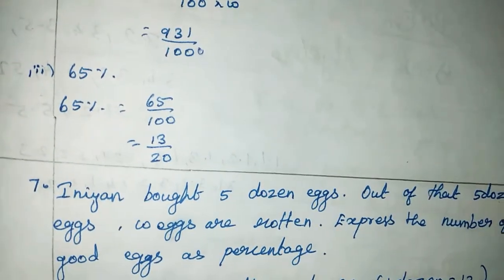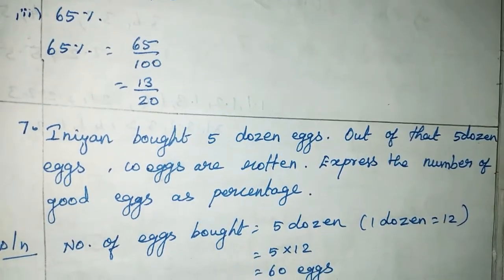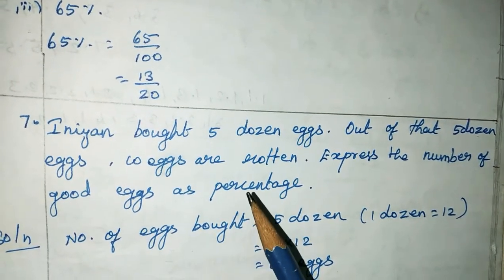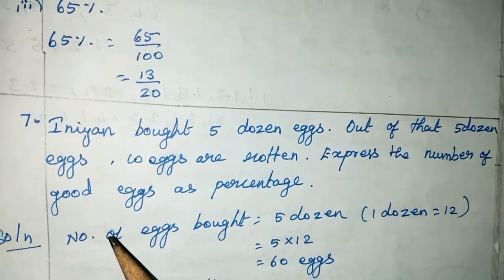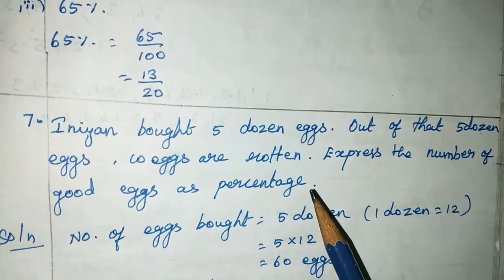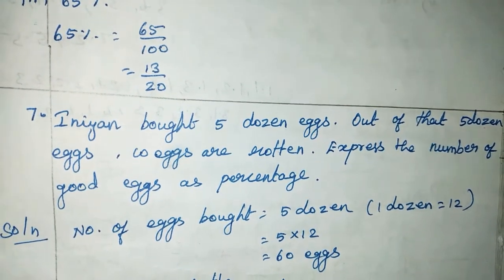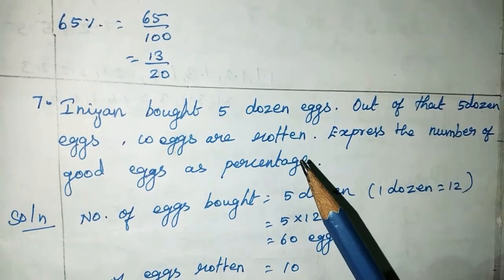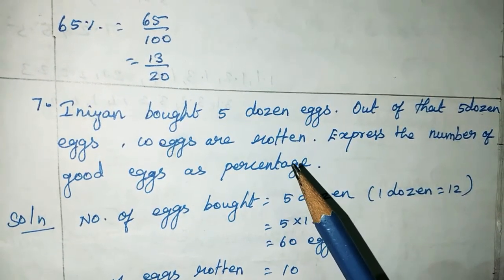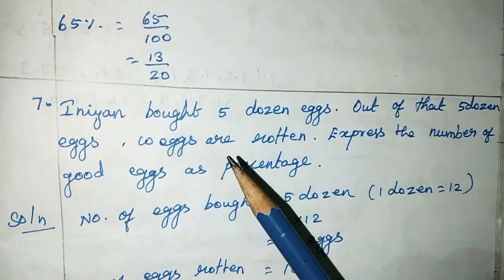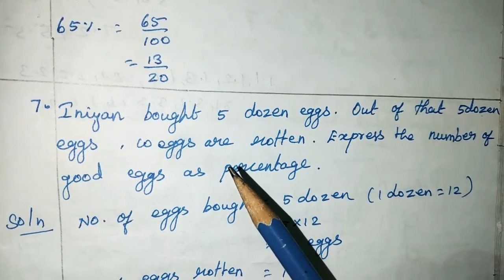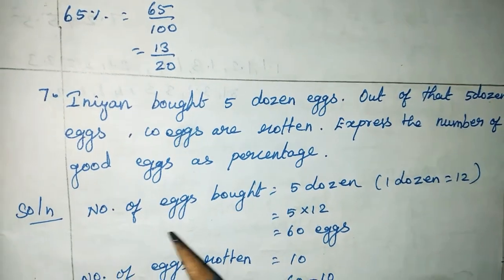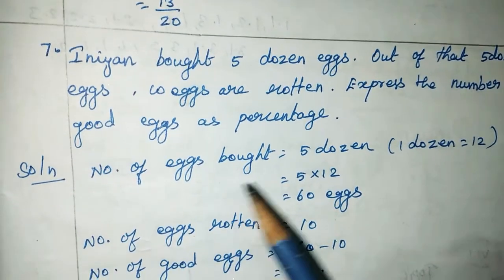And the seventh sum: Inian bought 5 dozen eggs. Out of that 5 dozen eggs, 10 eggs are rotten. Express the number of good eggs as a percentage. Inian bought 5 dozens of eggs. On the whole, 10 eggs are rotten. First, you have to find the number of good eggs, and for that number of good eggs, you have to find the percentage. The total number of eggs bought is 5 dozen.